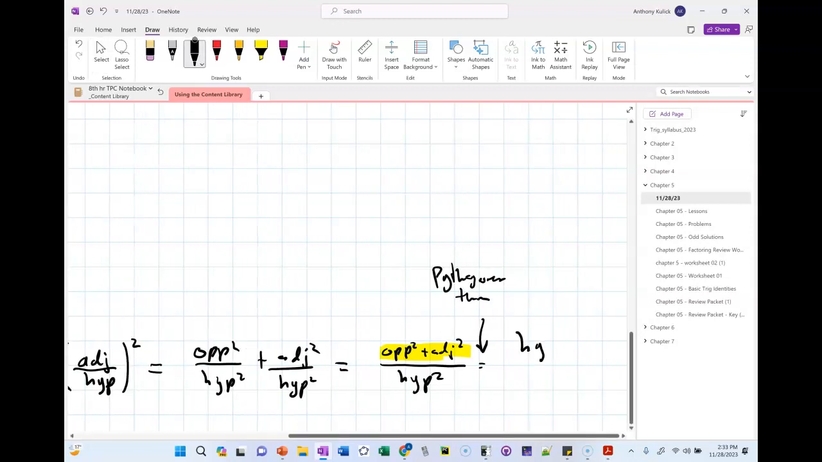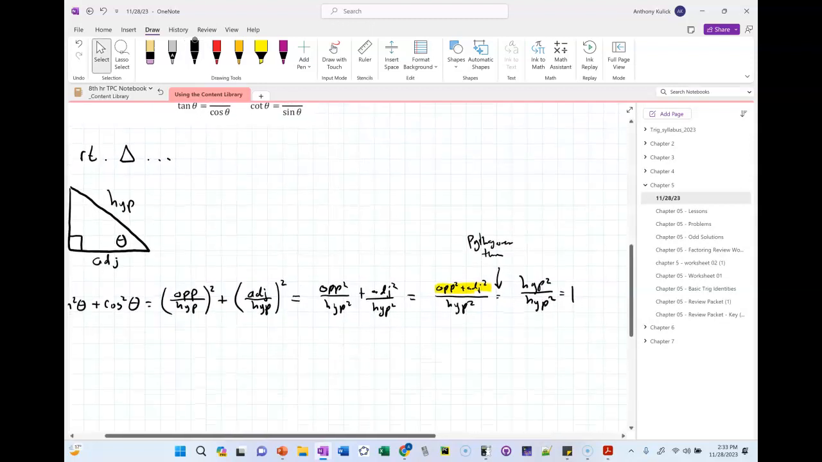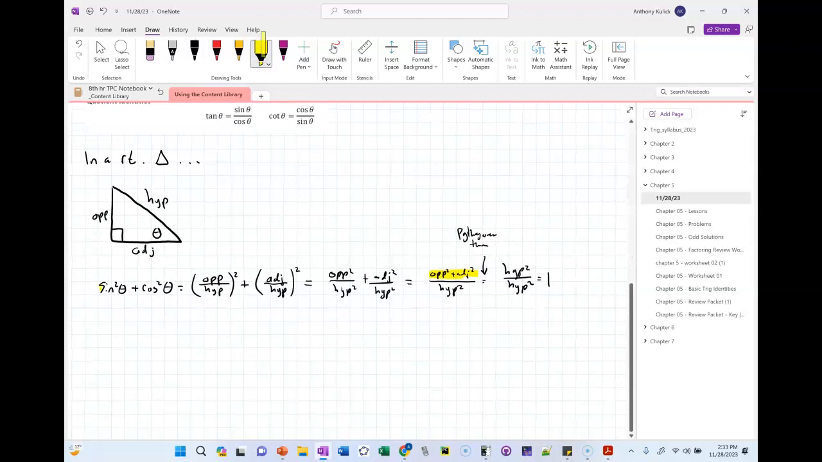That happened much faster than the previous classes. Maybe me getting on your case a little bit works. Okay? Everybody's good with that? What's hypotenuse squared divided by hypotenuse squared? Oh, wow. 1, right? So hold on, wait a minute. What have we gotten here? Sine squared plus cosine squared is 1. That's what we just showed.